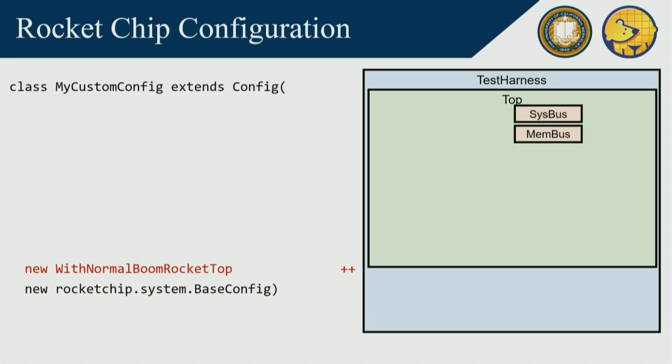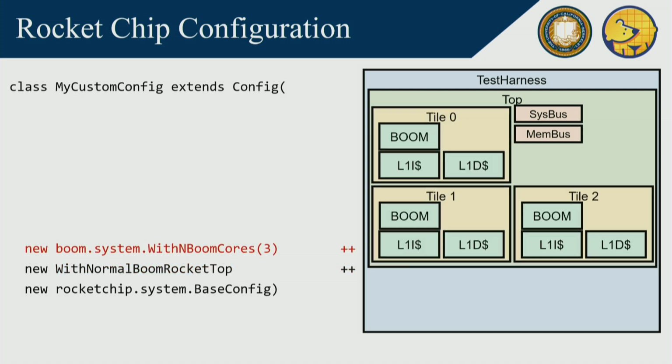The first thing we do is specify what our top-level module is. We're going to say we want a normal Boom Rocket top. This top is going to have a system bus, a memory bus, and some of the other peripherals we mentioned, as well as specifying what IOs the top-level module has. All right, so we have our top. What's the next step? Let's stamp out 3 Boom cores. We want a 3-core system. Each core will be an out-of-order Boom. So we just use this mix-in. We say we want 3 Boom cores, and it will automatically stamp out these 3 Boom tiles for us.